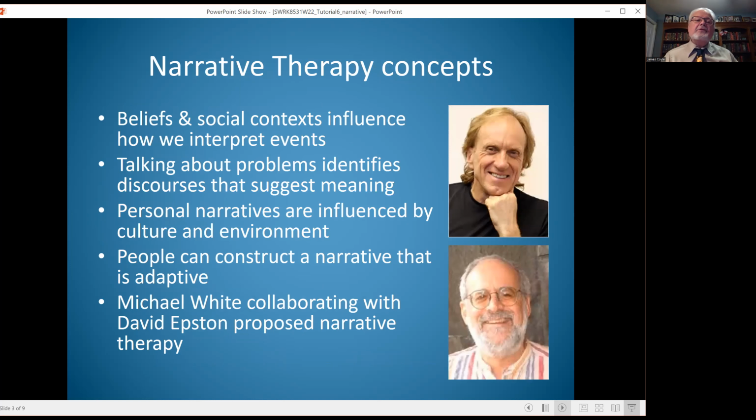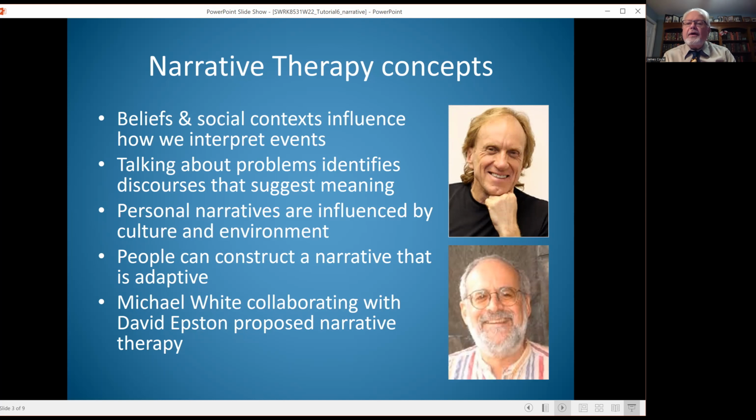Important narrative therapy concepts include the beliefs that social context influences how we interpret events, that talking about problems identifies discourses or narratives or stories that suggest meaning, and that personal narratives or discourses are influenced by culture and environment. So this is a model that very definitely is not only about the person, but about the influence of their environment, their community, their culture, their belief systems that come in a community, rather than just specifically their internal beliefs and schemas, which is what cognitive therapy would focus on. This, as I said earlier about solution focus, is broader than that.